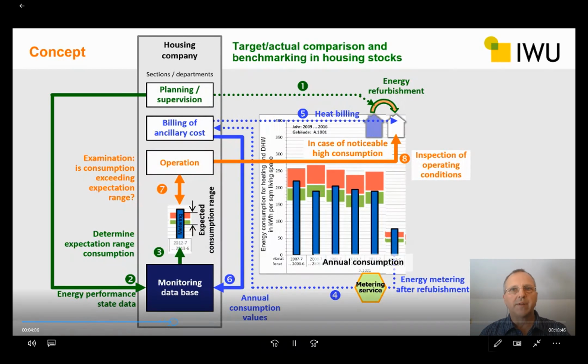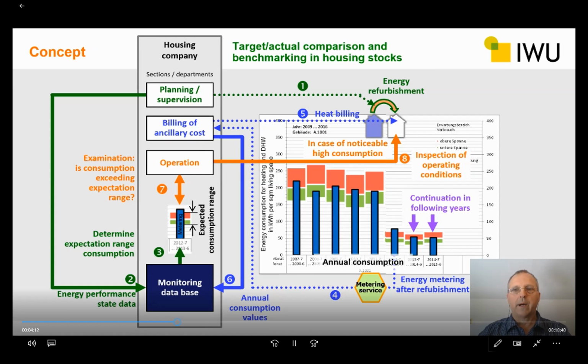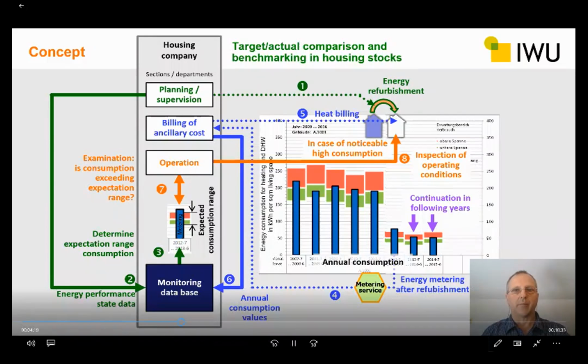So we don't have to do this for all the buildings, but only for those where an exceedance has been found. And of course, we can continue this process because the information is stored about the state of the building. We can continue this process in the building stock and also extend it to other buildings which are refurbished.